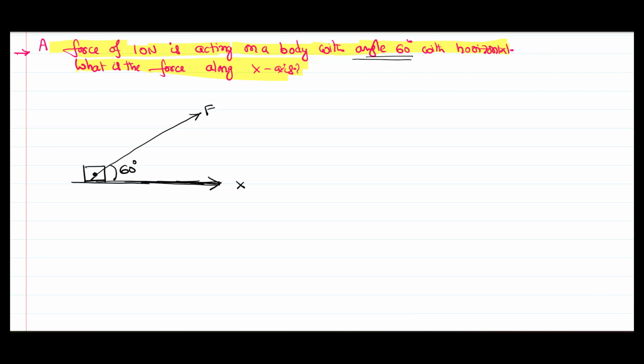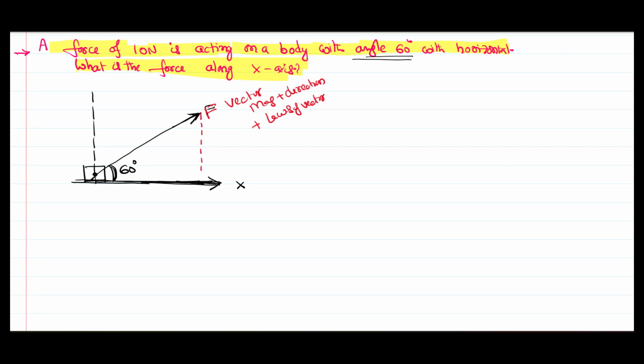Now, this force which is making an angle 60 degree with the x-axis is neither completely along the x-axis, nor completely along the y-axis. But force is a vector. What do you mean by a vector? It has magnitude, it has direction, and it also satisfies the laws of vectors. So a vector that is in between the x-axis and y-axis, not in one direction, can be resolved into components: how much is there along the x-axis, how much is there along the y-axis.